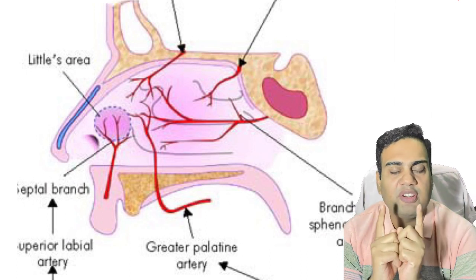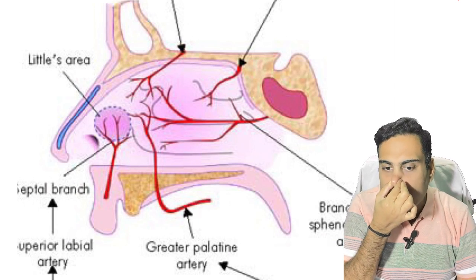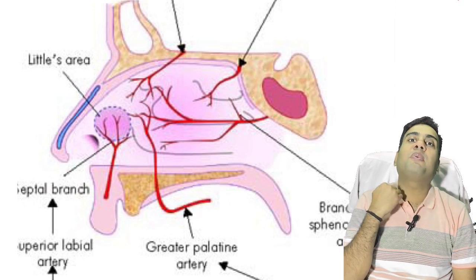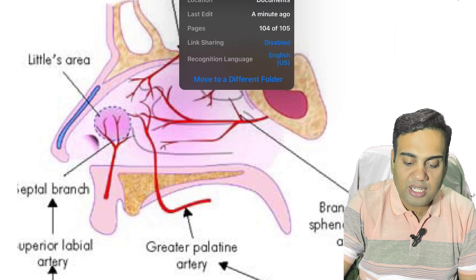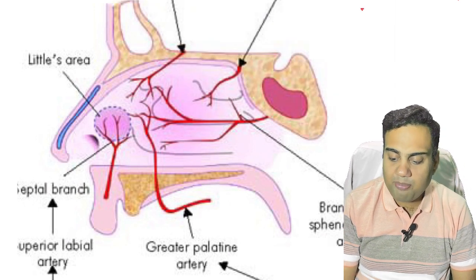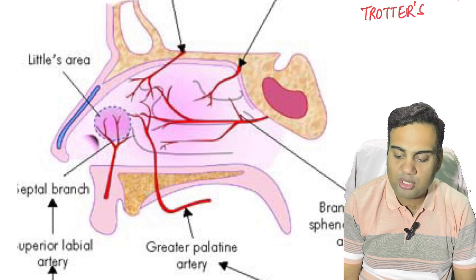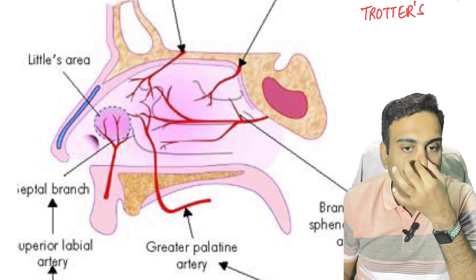The first step that we do is the position. We pinch the nose and sit leaning forward; we must not lie down. If they lie down, what will happen? Blood will trickle down the back and you may have aspiration. So the first thing you will do is the position of the patient, and that is called Trotter's position. What is Trotter's position? It is to pinch your nose and sit leaning forward.